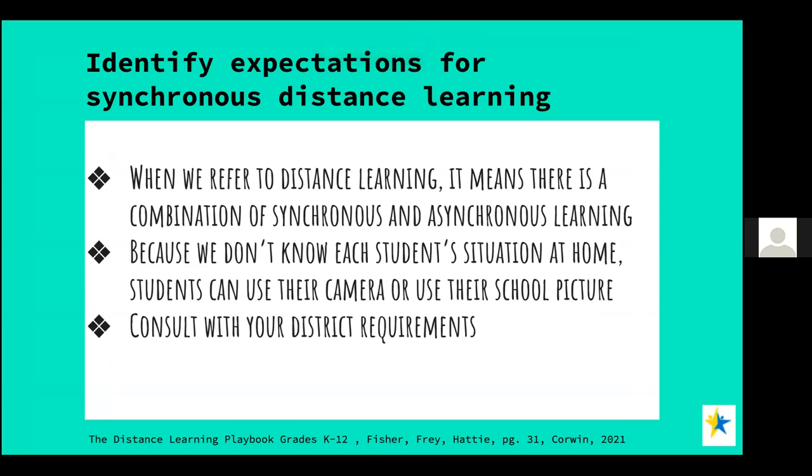Oh, also, Nolan asked, what if the whole class decides to not turn on the camera? Oh, well, this slide talks a little bit about that. Maybe not answering your whole question, but some students might have a certain reason why they can't turn on the camera. I would also consult with your district, which is our third bullet here, in terms of what their requirements are.